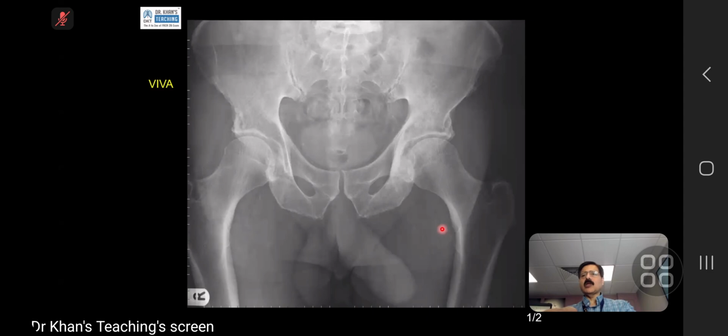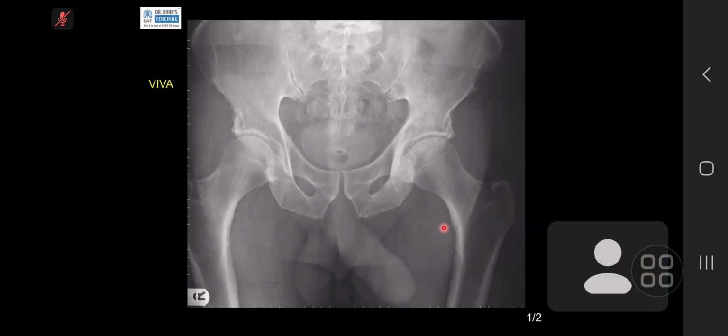Normal, abnormal. What do you think? I think this is abnormal. The abnormality, I can see that there is thickening of the iliopectineal line on the left side in comparison with the right side. And also I can see that there is subtle sclerosis seen involving the left hemipelvis bone. Appearances are classic for Paget disease.